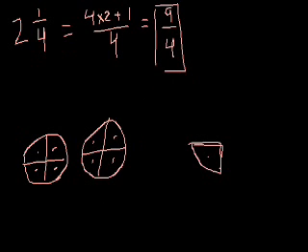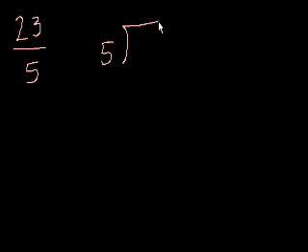So let's go the other way. Let's figure out how to go from an improper fraction to a mixed number. Let's say I had 23 over 5. So here we go in the opposite direction. We actually take the denominator, we say how many times does it go into the numerator, and then we figure out the remainder. So let's say 5 goes into 23. Well, 5 goes into 23 4 times.